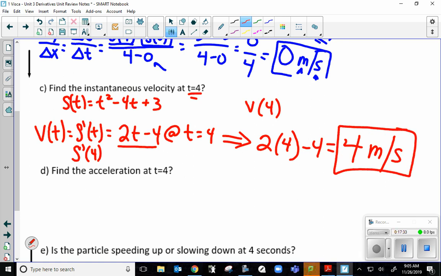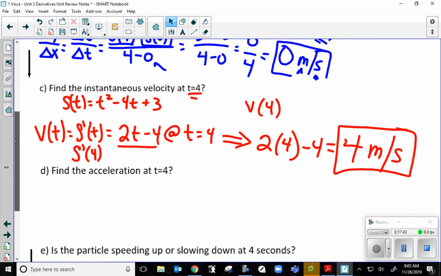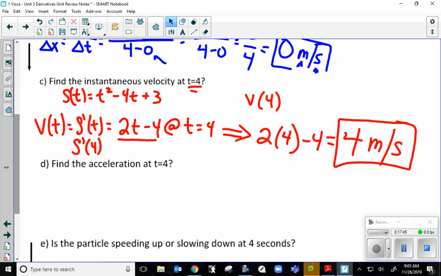Right at the moment we look at this particle, right at 4 seconds, right at that exact moment, how fast is it going? It is going 4 meters per second. Good, this isn't bad.